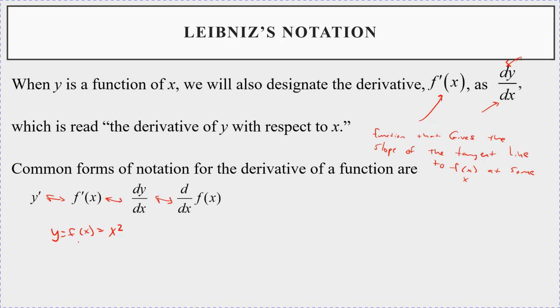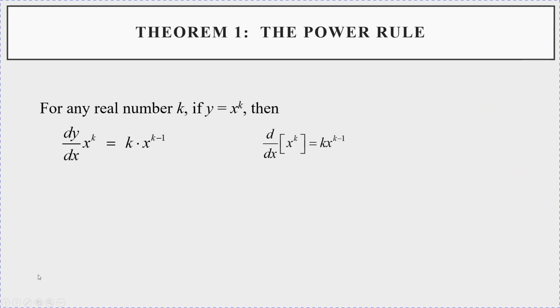So if you have some function like y is equal to f of x, which is equal to x squared, all of this notation would be the derivative of this. Now let's find some easy rules for finding the derivative of a function. The first one is the most important rule, and it's called the power rule.